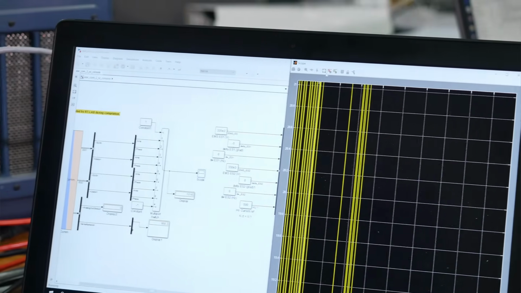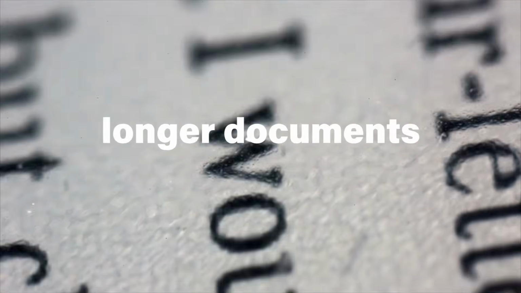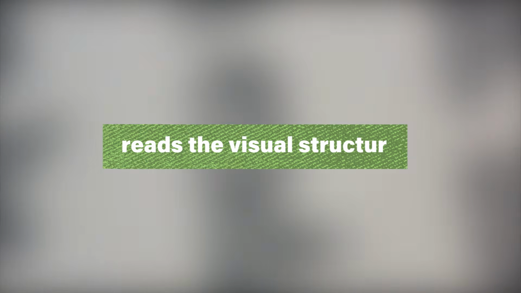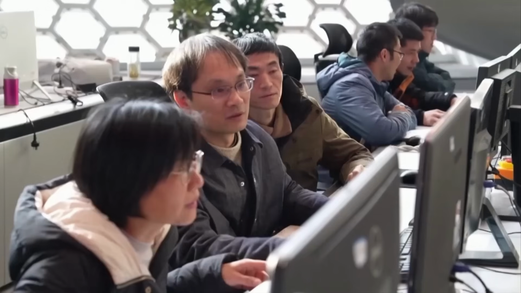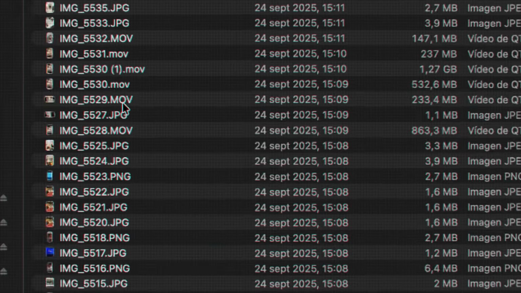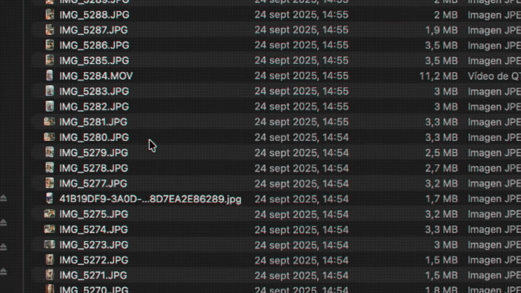If you're in research, this opens a new door for experimentation. You can work with longer documents without forcing the system to handle every word separately. The model reads the visual structure, which lets it handle far bigger contexts. And if you're learning AI, here's something worth keeping in mind. Text doesn't have to be processed as long strings of characters. Images carry the layout, spacing, and structure that help the model understand what the document is actually showing.